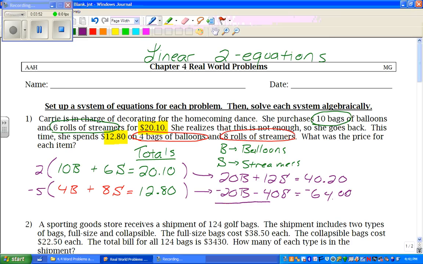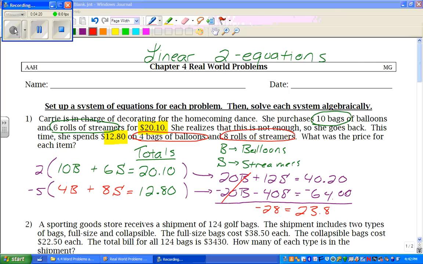Okay. We are using elimination. So if you notice, the B's will cancel. -40 and 12 give you -28S. And then -64 and 40.20 give you -23.8. That was -28S equals -23.8.